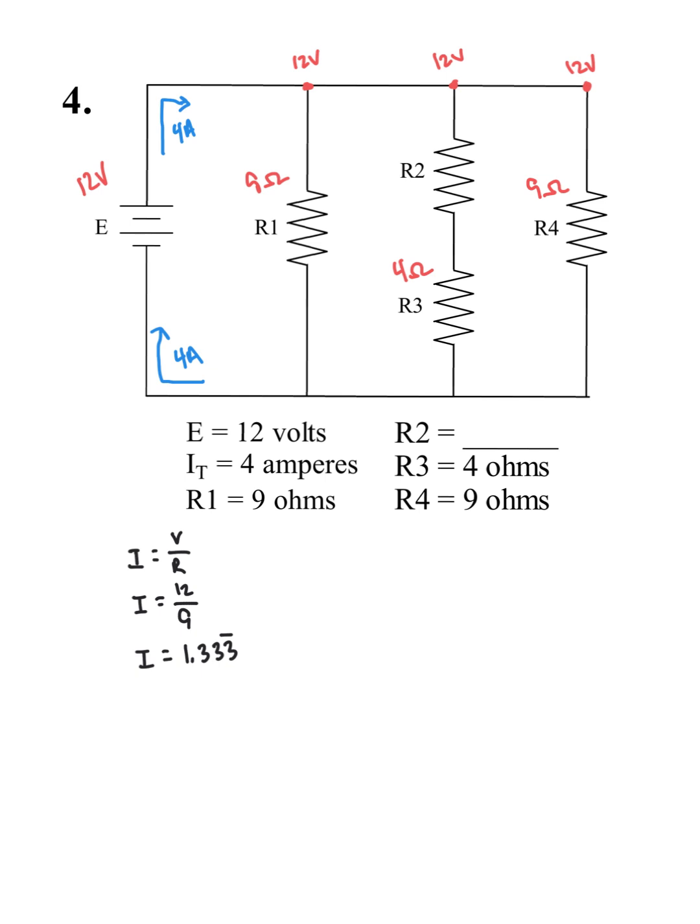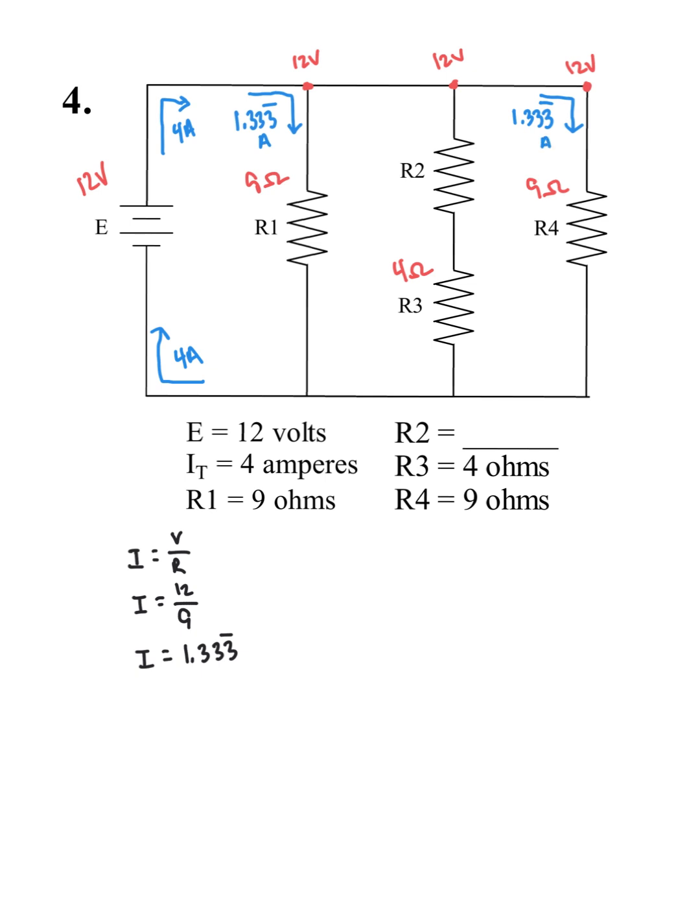And I also know that's going to be the same for the branch with R4, because it's the same voltage and same resistance. So I'm going to put a little blue arrow indicating my current flowing through these branches: 1.333 repeating, and the same thing over here, 1.333 repeating. That's amps, for both of these.